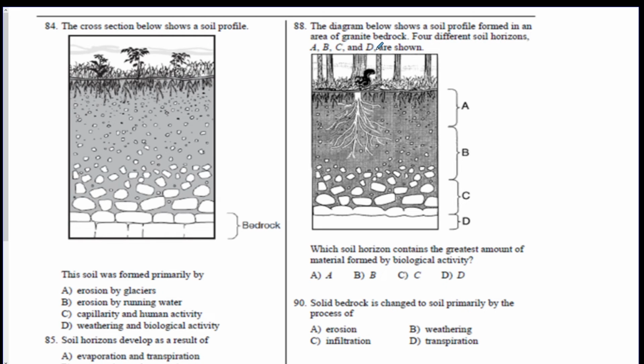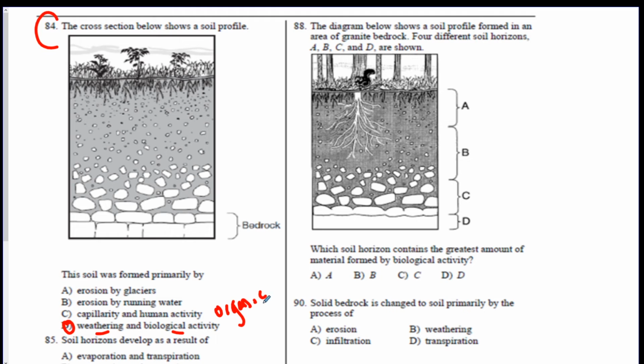All right, let's see if you can do some questions. We're going to start with 84. We're going to go in order. 84. The cross-section below shows a soil profile. Here it is. This soil was formed primarily by what? A. Erosion by glaciers. B. Erosion by running water. C. Capillarity and human activity. Or D. Weathering and biological activity. Hopefully you said D. Weathering is breaking down rock and biological activity is your organic material.